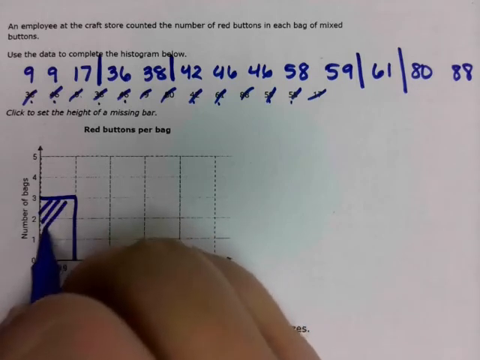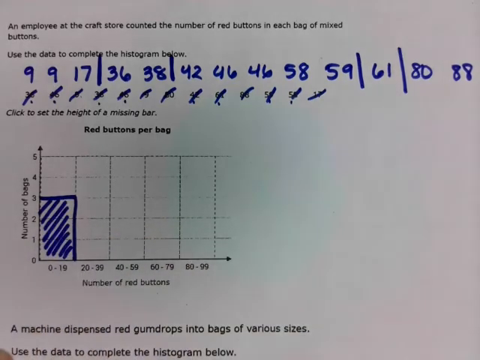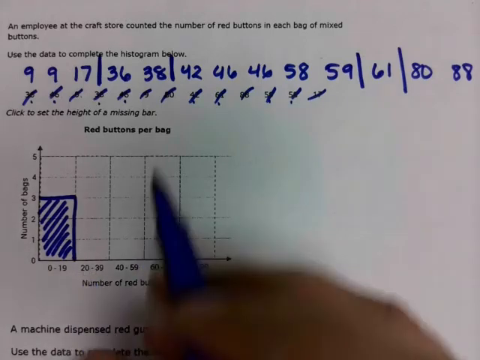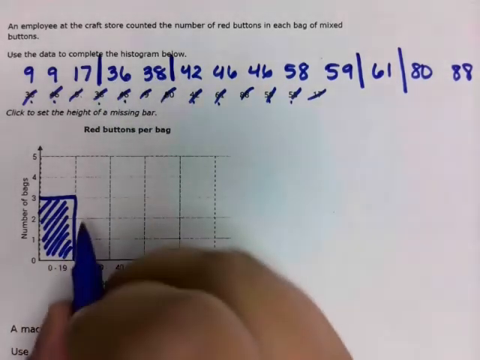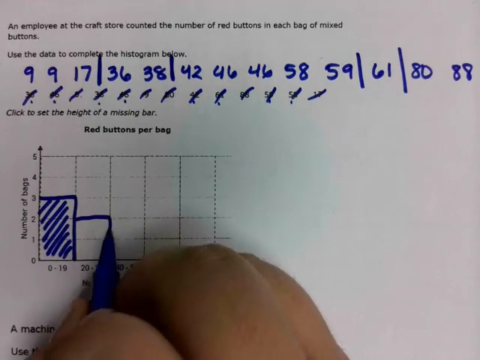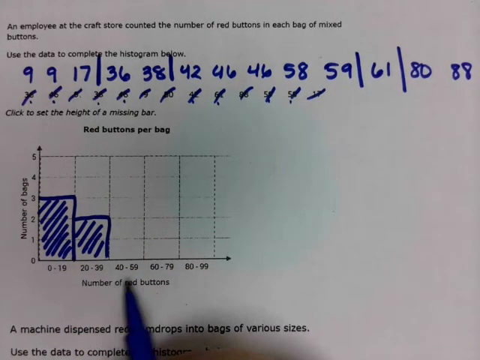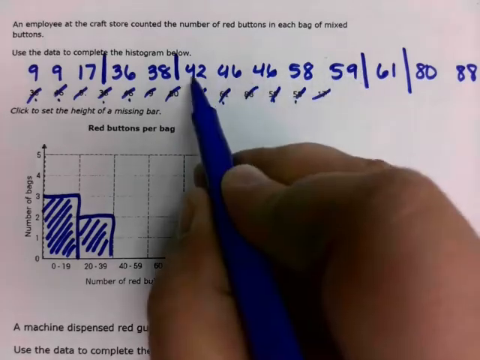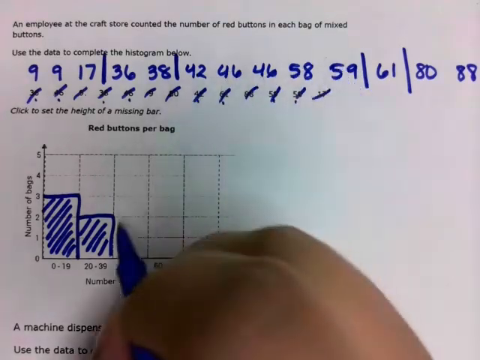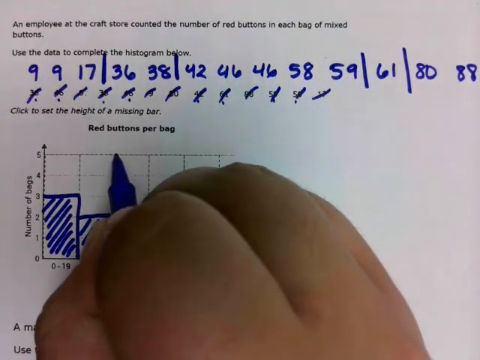And I can shade in my bar. And then for 20 to 39, there was 2. So here's 2. Shade it in. 40 to 59, that was here. So 1, 2, 3, 4, and 5. So that's all the way at the top here.